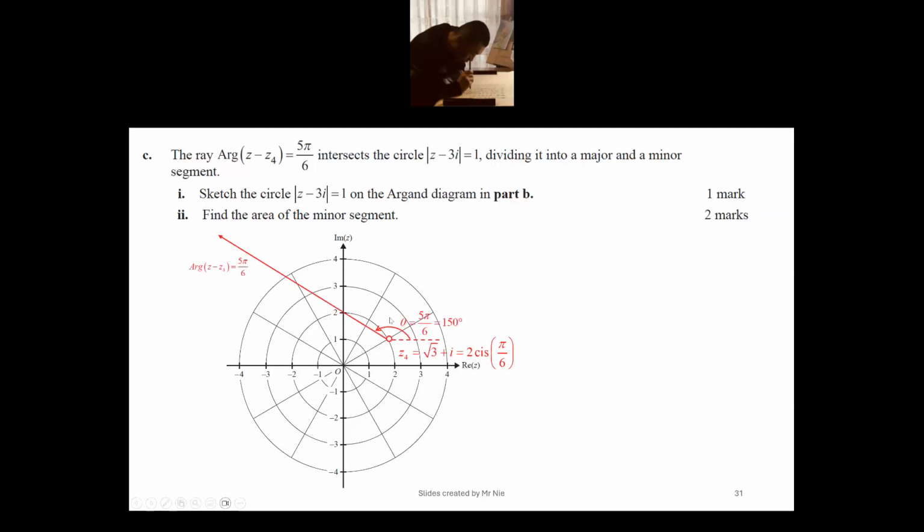Yep, this was the ray we sketched. And then notice this circle has a center of (0, 3) and a radius of 1. So one vertex should be here, and another vertex should be here at (0, 4). And we just draw a nice circle, and it's highly recommended to get a pair of compasses if you could. And then you need to find the area of the minor segment, which, if you can see my cursor, is this little region here.